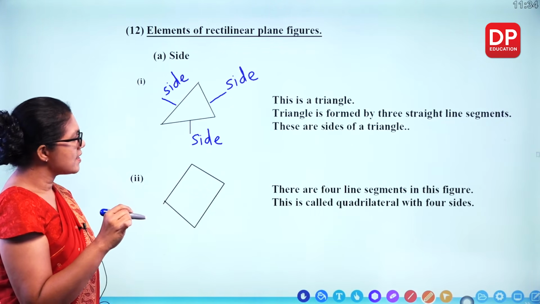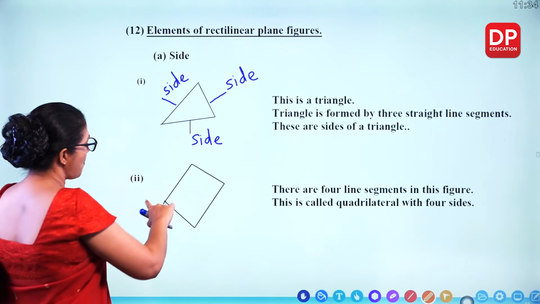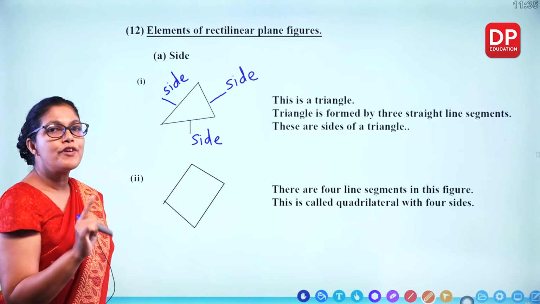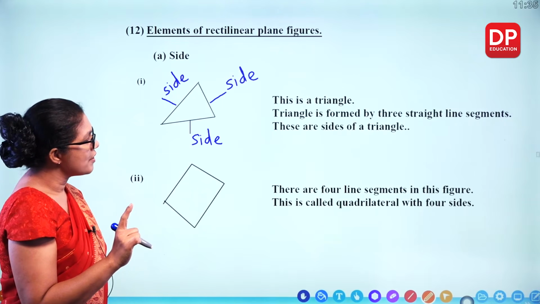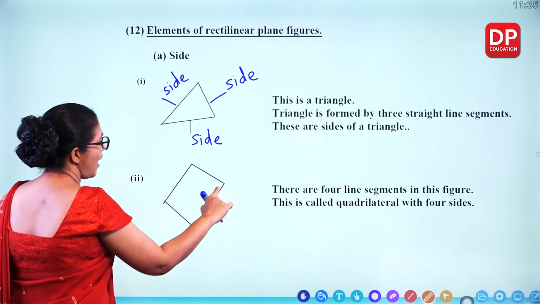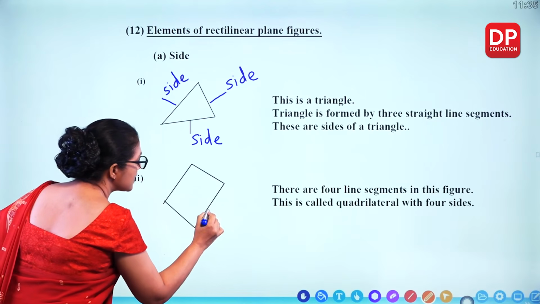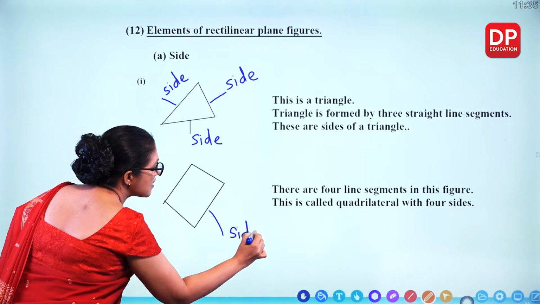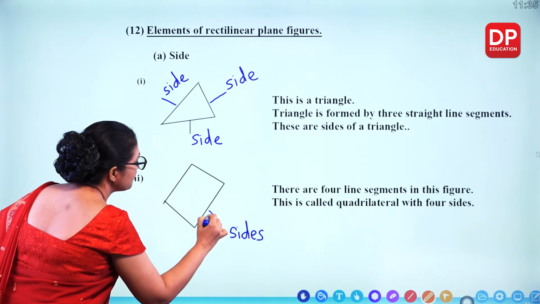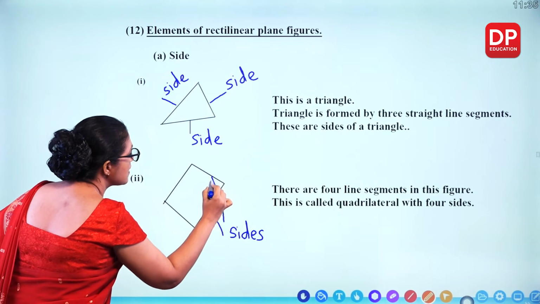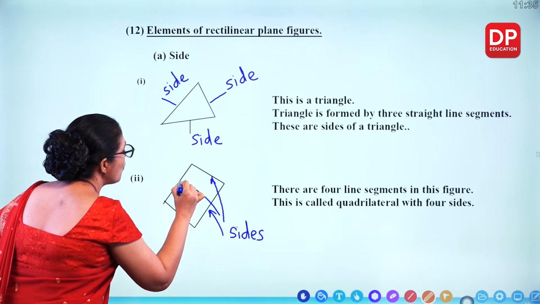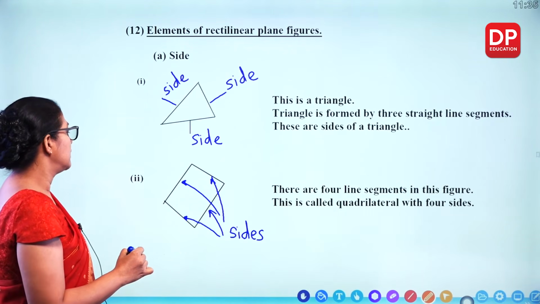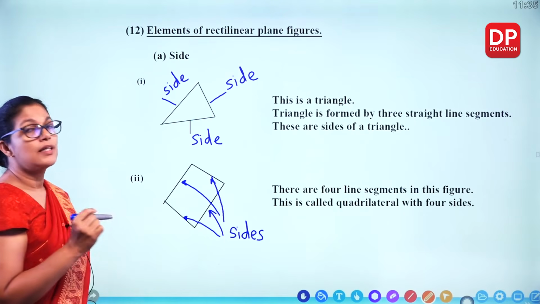What's this? A 4-sided figure. Bounded by 4 line segments, we call it a quadrilateral. A quadrilateral has 4 sides. These are sides. So all these are sides. So you get 4 sides for the quadrilateral.